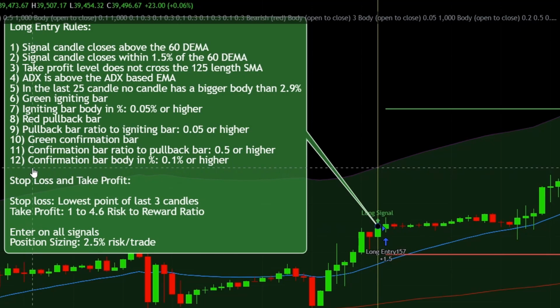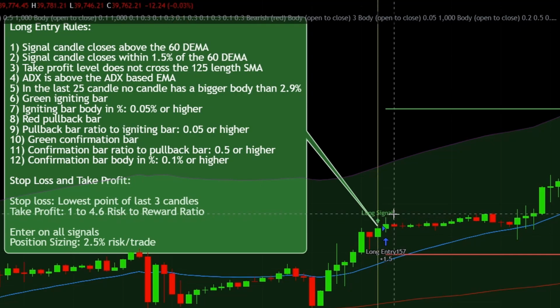And the final rule is that the confirmation bar body in percentage is 0.1% or higher. Again, just bring your cursor on the confirmation bar and look at the top middle, just under the indicator section. There you can see how big this bar is in percentage. It is 0.12%, which is bigger than 0.1%, so this rule is also met. And now we can finally say that this is a valid long entry signal.